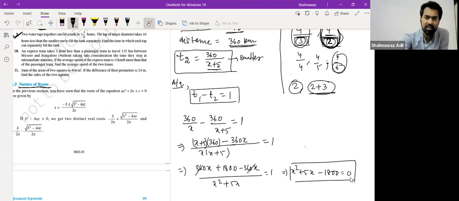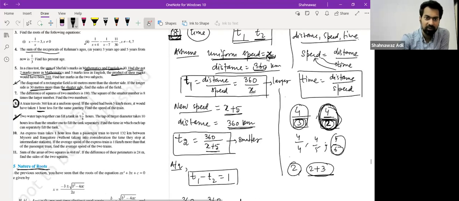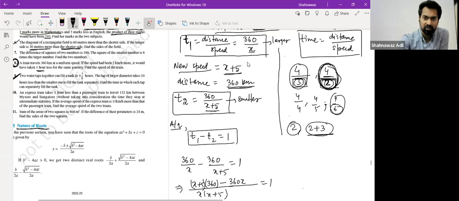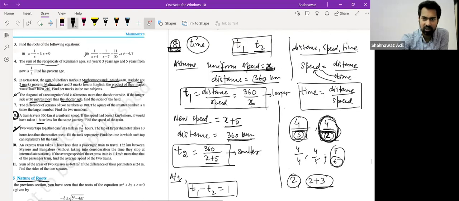So you guys just quickly note down this part. I will try to finish this chapter today. Where is the question? Okay, this is the question.